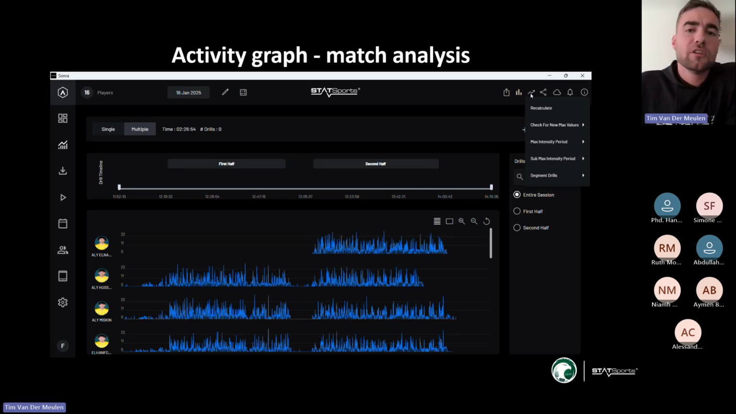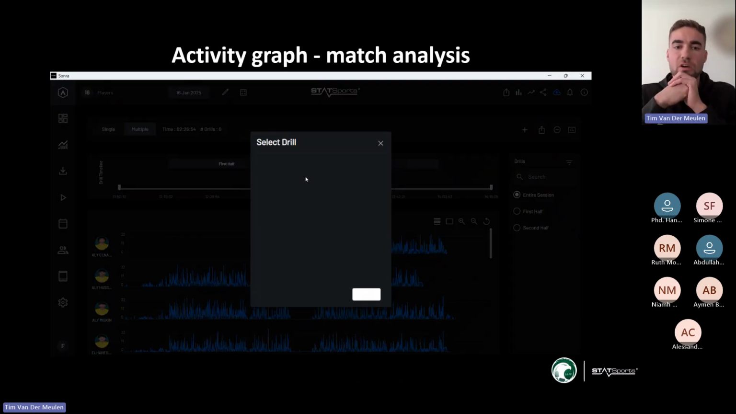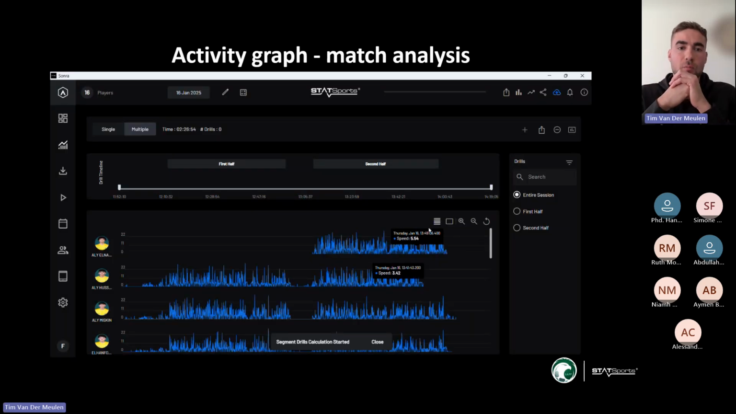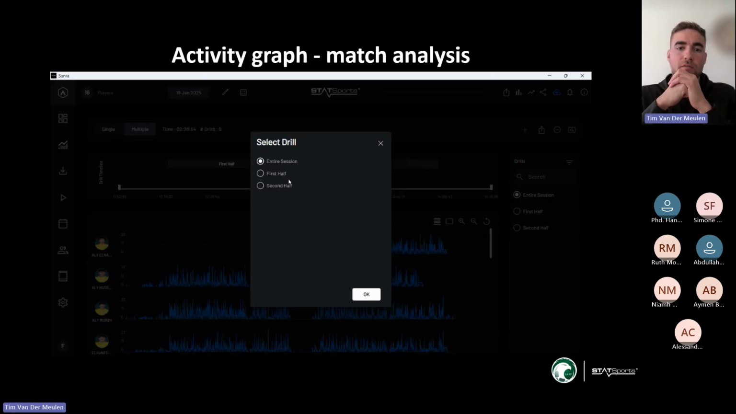But before we move on to the individual session dashboard, I want to show you how I've structured the match analysis within the activity graph. So I've created fixed time drills within segment drills in the activity graph for the first half, for a number of games from Al-Khalish, and also for the second half.